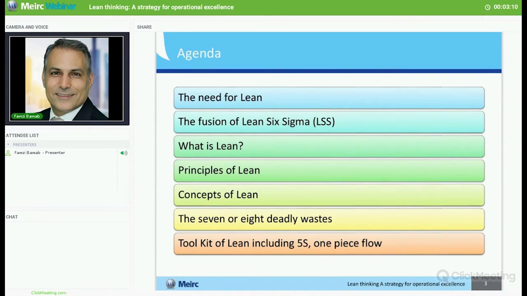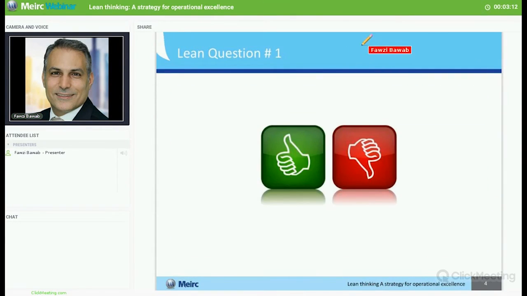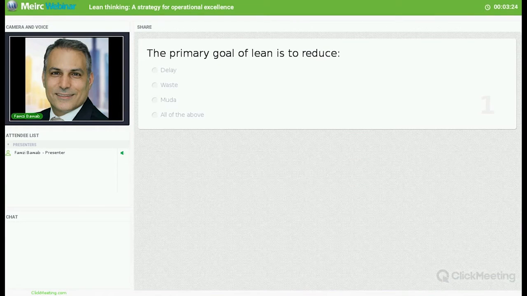So let's get started and get your sense of what Lean is. I have a poll question for you around Lean. Let me run the question, and just pick your choice, multiple choice. So here is the survey. The primary goal of Lean is to reduce what? Is it about delay? Is it about waste? Is it about MODA? All of the above. Let me know what you think. MODA is Japanese, by the way, and I'll give you the translation in a minute, but MODA is something related to Lean.